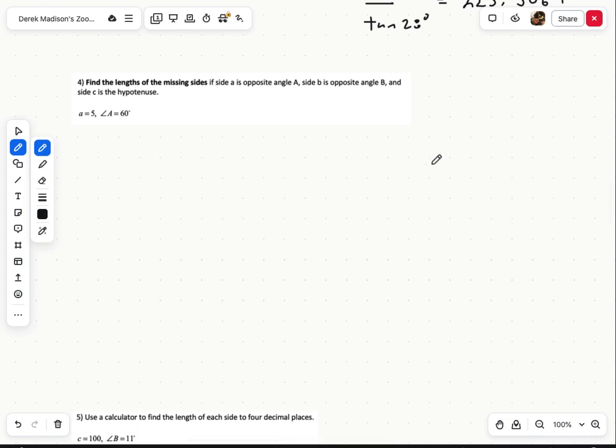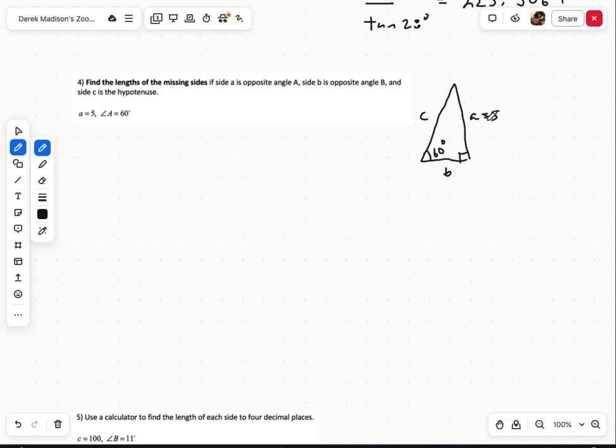So let's see, we have a 60 degree angle. Let me draw this over here. So I know that's 60 degrees. And then over here we're going to have A equals 5. And so I'm asked to find the missing sides. So I want to find B and I want to find C.